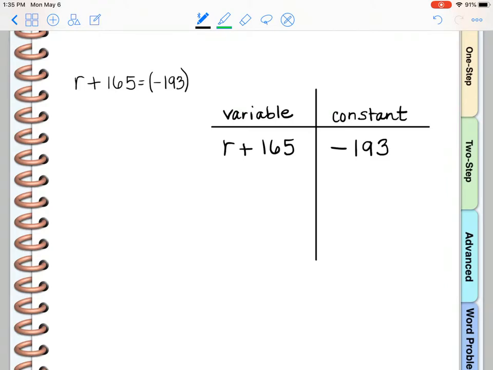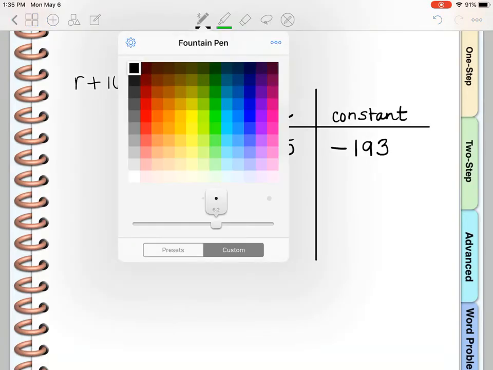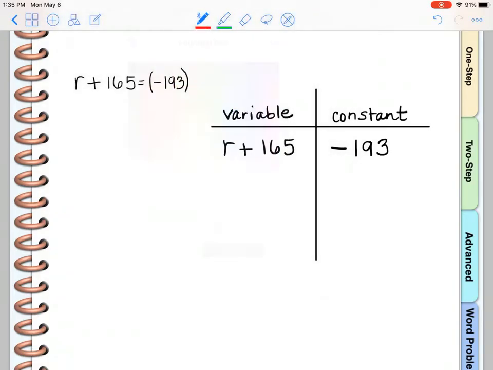Okay. So you can see that the 165 is the piece that needs to move. It's a constant term, so it needs to go over to the constant team. The opposite of plus 165 is minus 165. And I do the same thing to both sides. You treat them equally. So you cancel here.